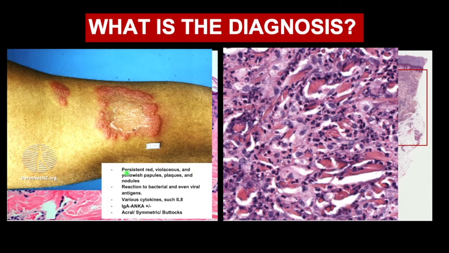So they appear as persistent red, violaceous and yellowish plaques, papules and nodules, a reaction to bacteria and even viral antigens because of various cytokines like IL-8, and there is always IgA ANCA, but sometimes we have cases negative for IgA ANCA. And like we said, it affects the acral area, symmetric, and also the buttocks.